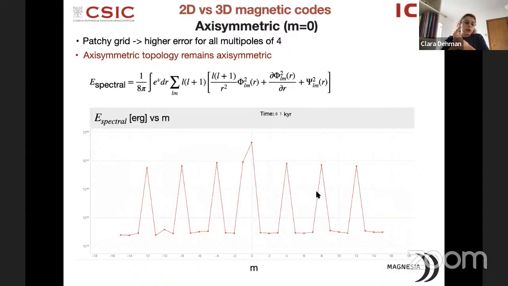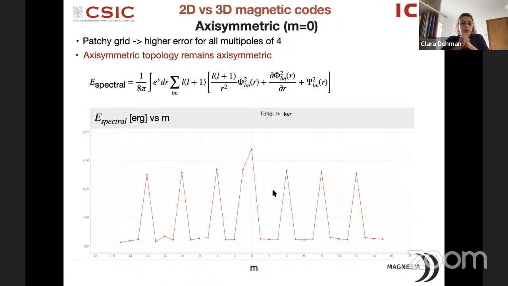The other thing we care about is that this error should not grow in time, and if we play this evolution for 100 kilo year, we see that the peaks are not growing in time. So this test has passed successfully.